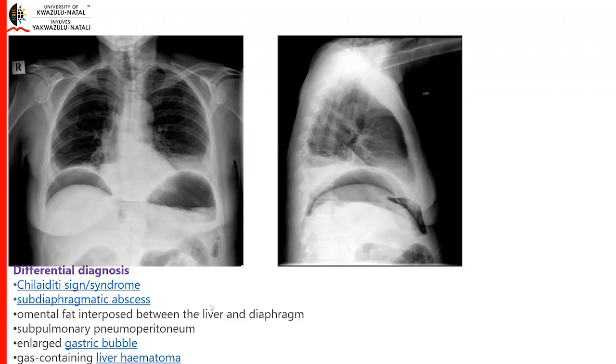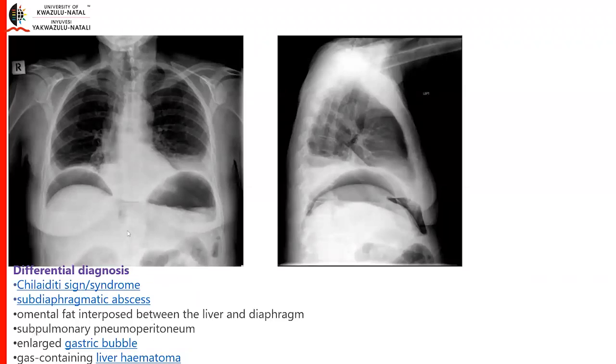Okay. Other differentials include subdiaphragmatic abscess. Remember, infective causes can cause gas formation, and that's how you get gas collecting under the diaphragm, but usually this could be from a liver abscess or a subphrenic abscess from a perforated appendix that was not appropriately sorted out, right? And then they present with gas under the diaphragm, which can be confused with subphrenic air from a perforated hollow viscus. Also, omental fat interposed between the liver and diaphragm may complicate the picture.